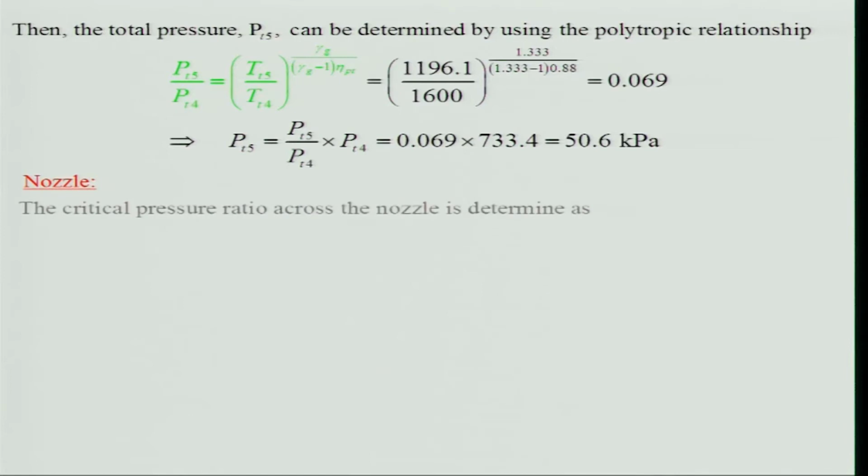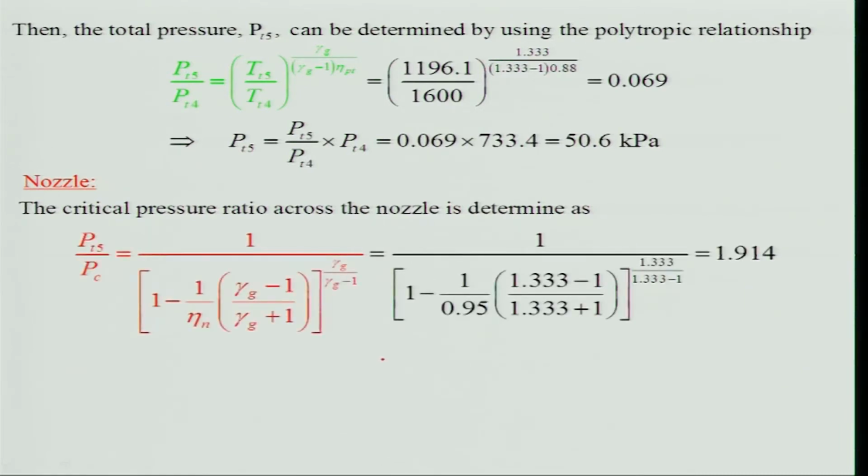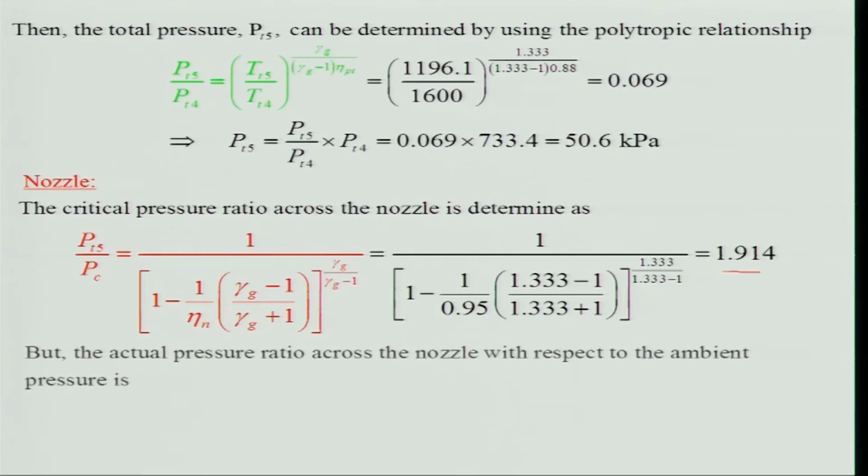So, now for the nozzle we need to determine the critical pressure ratio across the nozzle, and we will do a similar thing. We will find it happens to be 1.914, and keep in mind here we will have to use gamma g because it is hot. So, therefore, we will have to use gamma g, and in case of the fan we will be using gamma a, that is 1.4, and the actual pressure ratio across the nozzle will be Pt5 by P naught, which is 1.9.